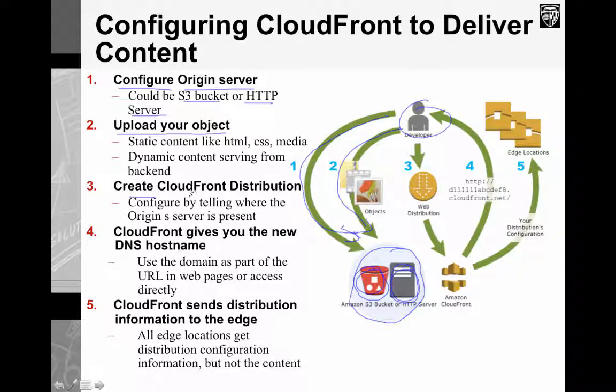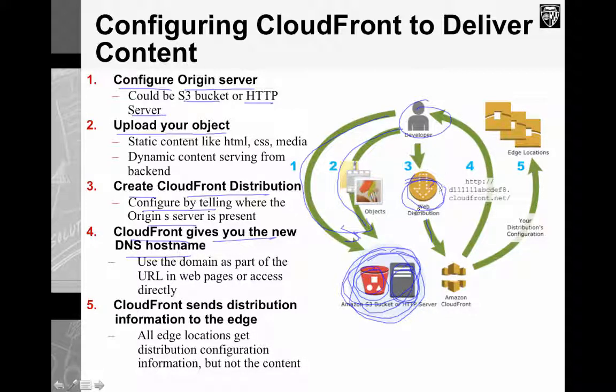Third step, create CloudFront distribution. This is when you go to the AWS console and you create a distribution. You can create a web distribution or an RTMP distribution. Let's go ahead and create the web distribution. You create the web distribution and you configure the distribution and you tell it where the origin server is located. That's what you do. You go to the distribution and you tell it where the origin server is, which is right here.